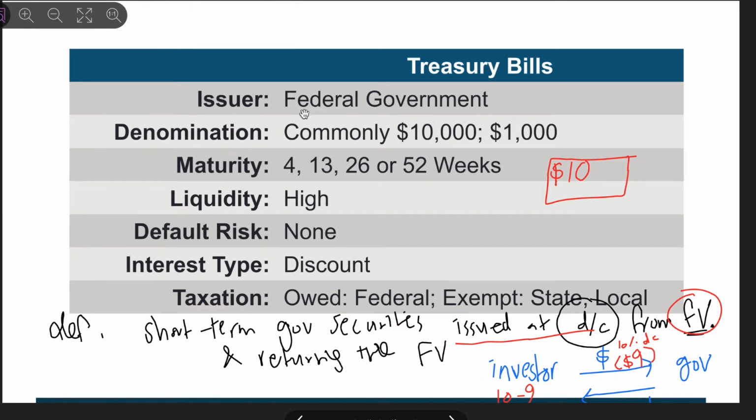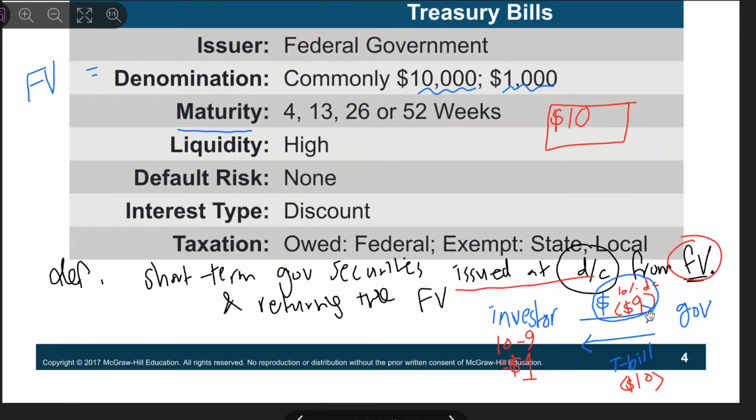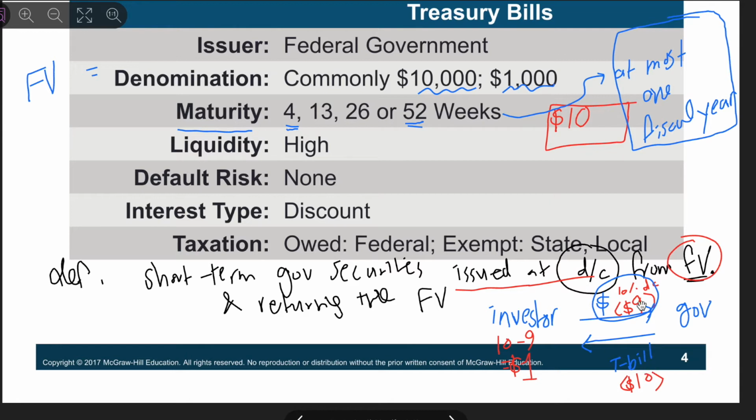So the issuer is the federal government, right? And the denomination, or what we call the face value, is commonly from $1,000 to $10,000. And maturity is how long you're going to lend your money for. It starts from 4 weeks and goes to a maximum of 52 weeks. So at most 1 fiscal year. The maturity itself is really short.